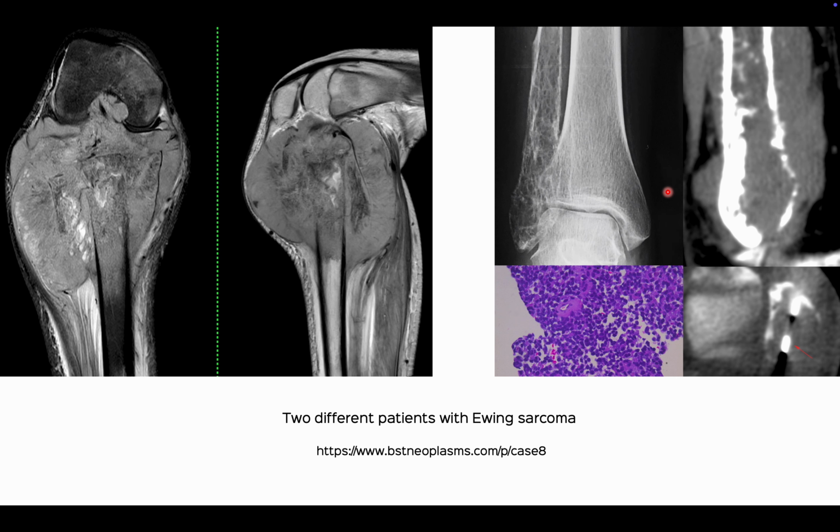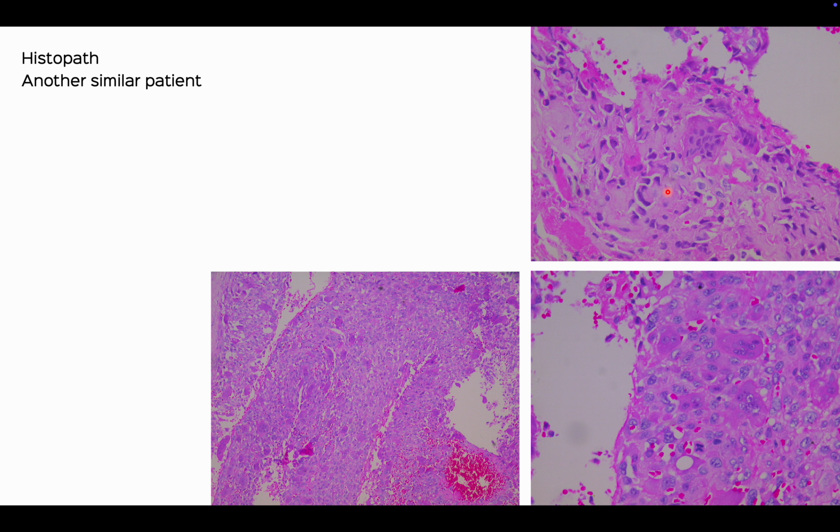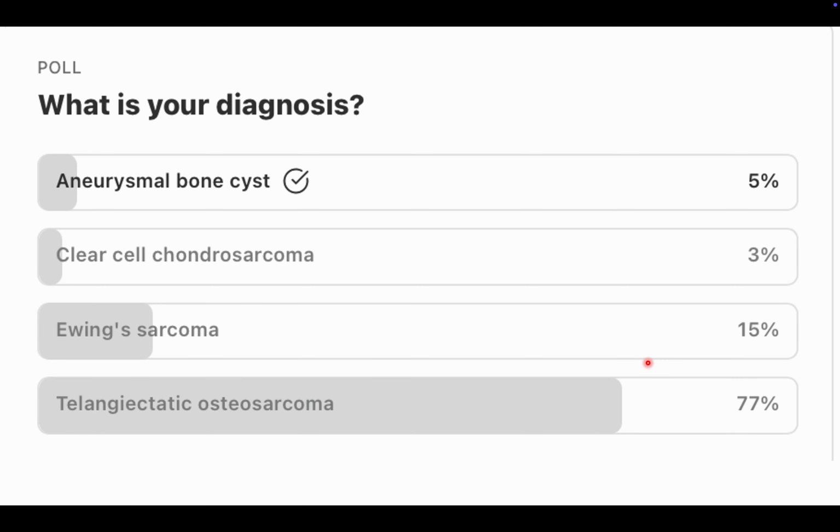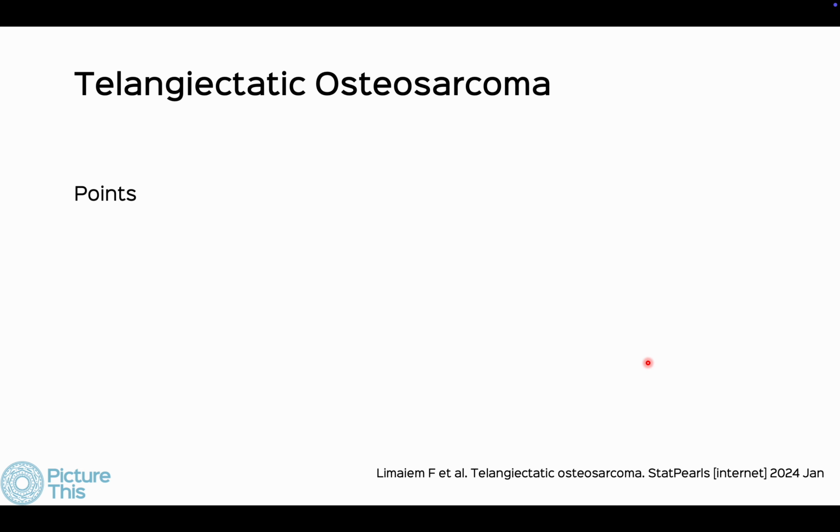Ewing sarcoma is a different tumor entirely, and there's a whole discussion in case 8 which you can go through. And the histopath shows both osteoid and abnormal cells. So that's osteosarcoma, and there are telangiectatic areas within as well. So that's the answer, and three-quarters got it correct, which is terrific.